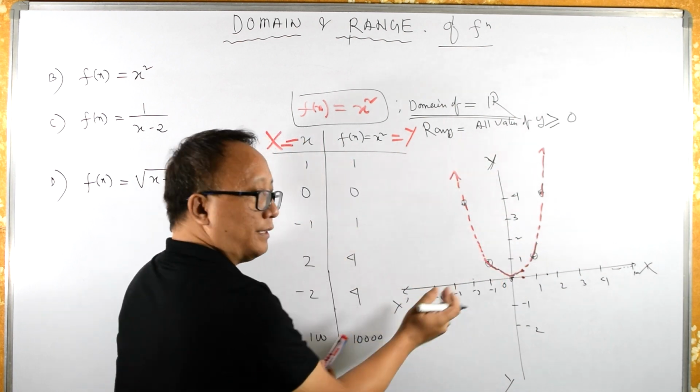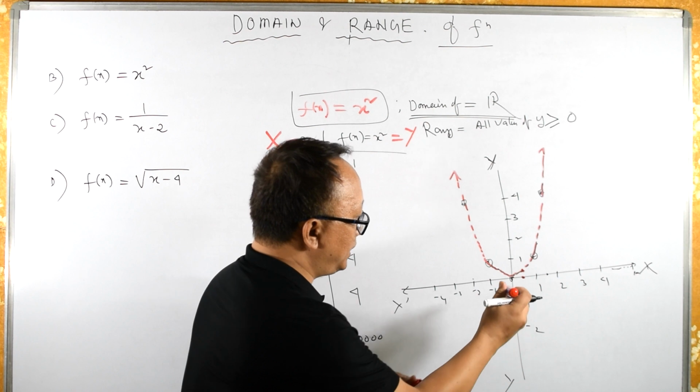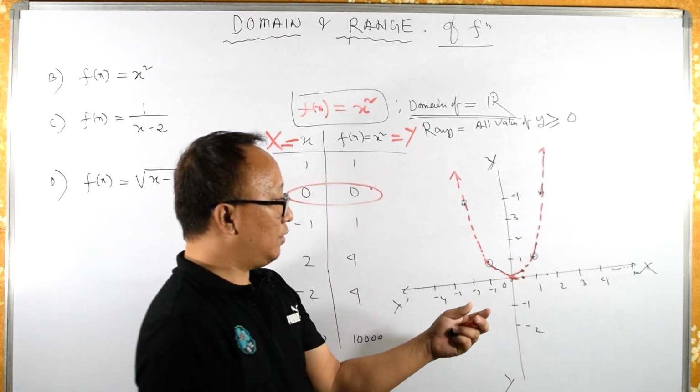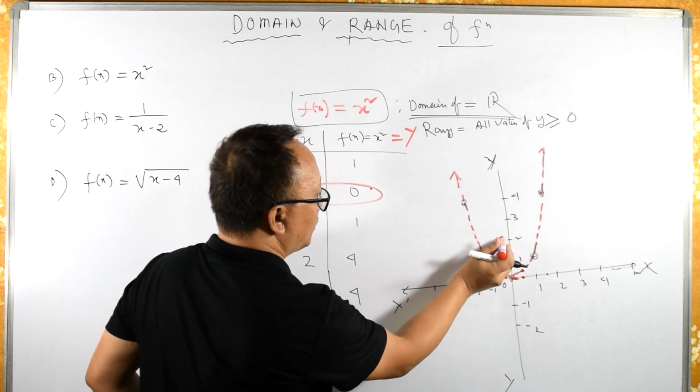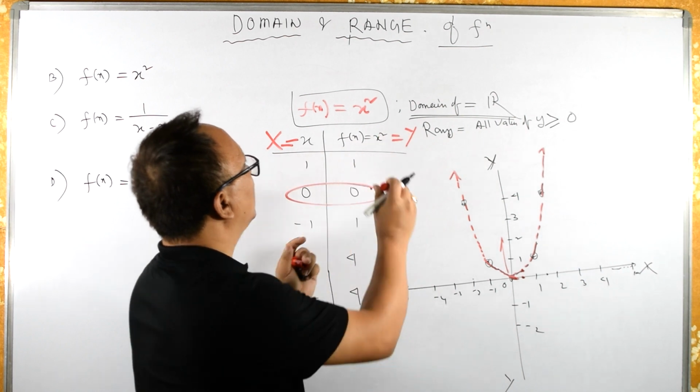This is y, right? All values which are greater than or equal to 0 means, over here, 0. 0, 0 satisfies because we have the point 0, 0. So all values go upward. This is the range for this function.